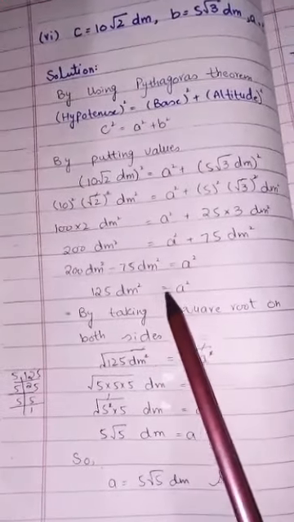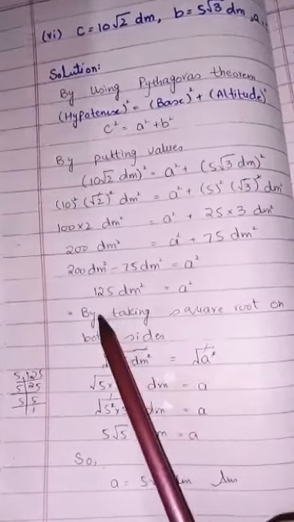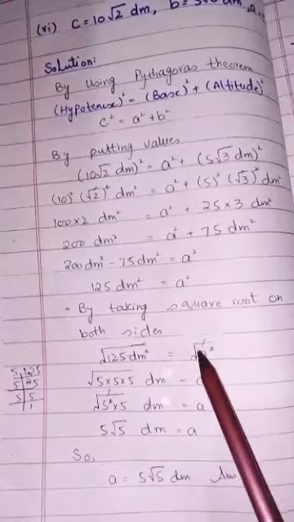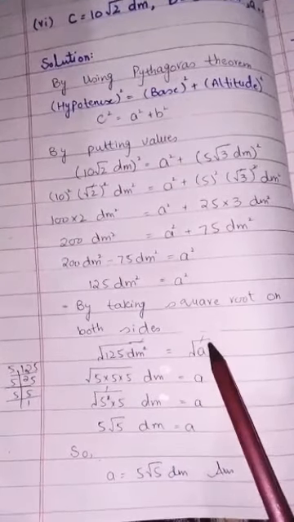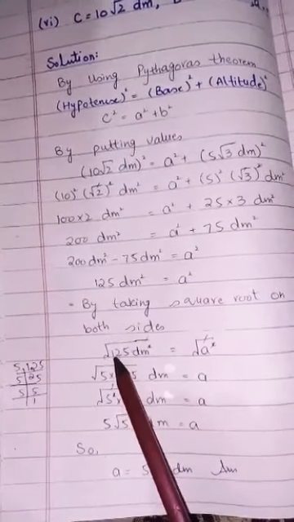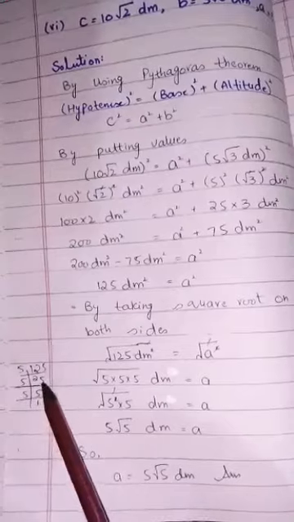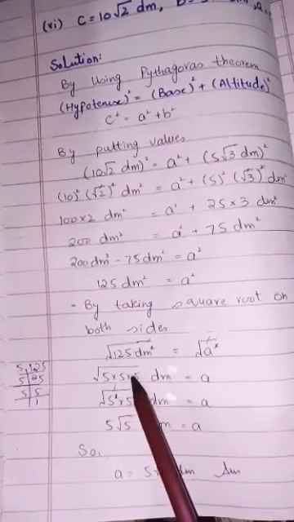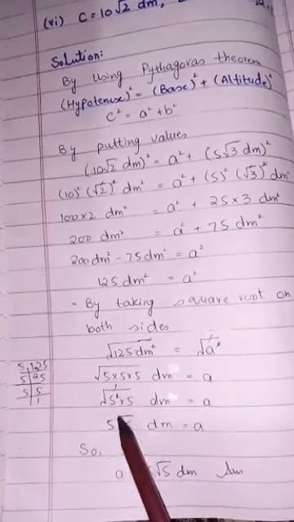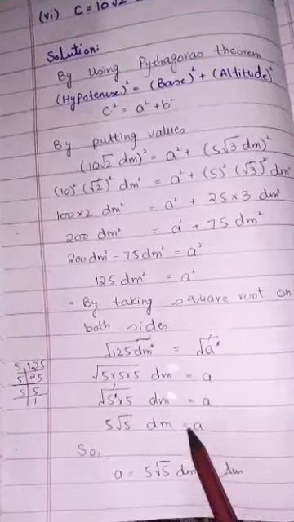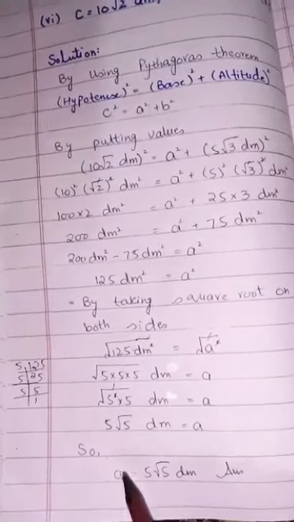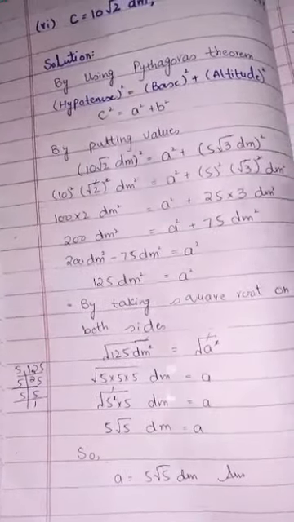We have to find out the value of a, so we will take square root on both sides. By taking square root on both sides, square root of 125 dm square is equal to square root of a square. Square of a cancels with the square root, so we got a, and students, we cannot get the perfect square of 125, so we factorize 125. We got 5 into 5 into 5, square of 5 cancels with the square root. We got 5 square root 5 dm is equal to a. So students, we found out the value of a, which is 5 square root 5 dm.